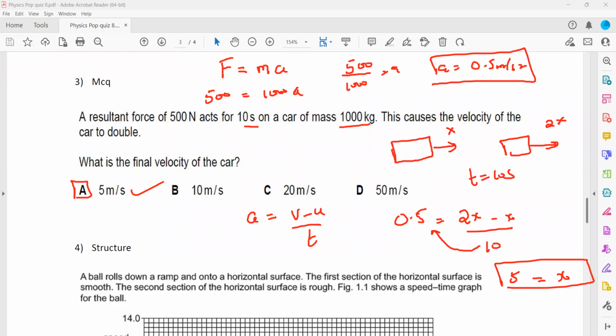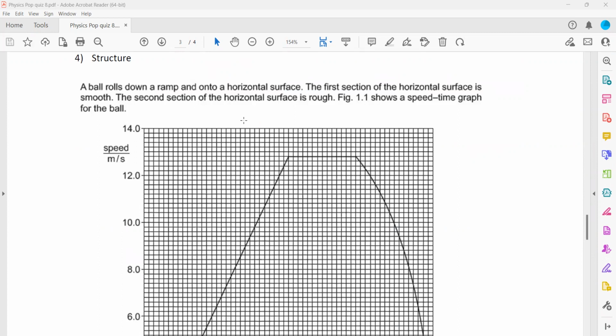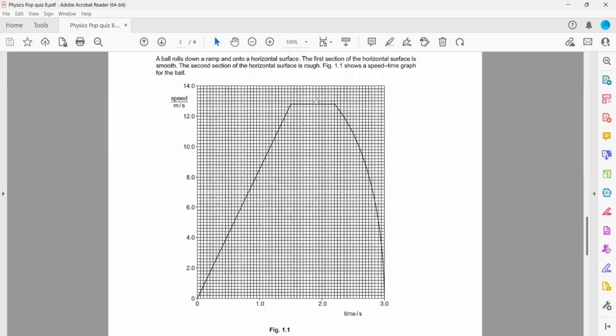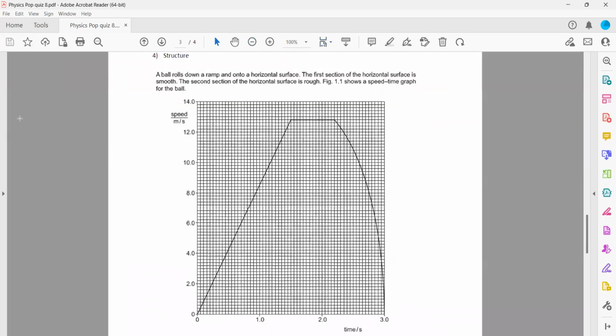Then the next question, which is related to motion. A ball rolls down a ramp and onto a horizontal surface. So what actually happened, for example, there's a ramp and the ball is rolling down the ramp. So there's a ball which is rolling. When it is moving down, it is accelerating because the speed is increasing.